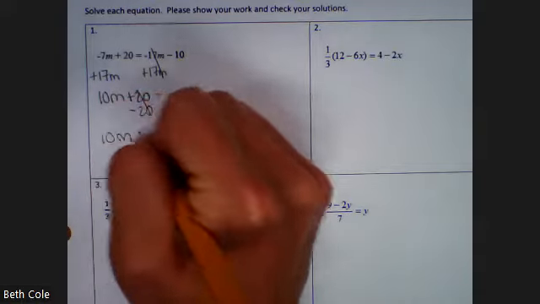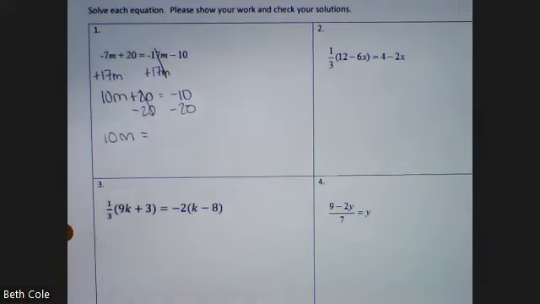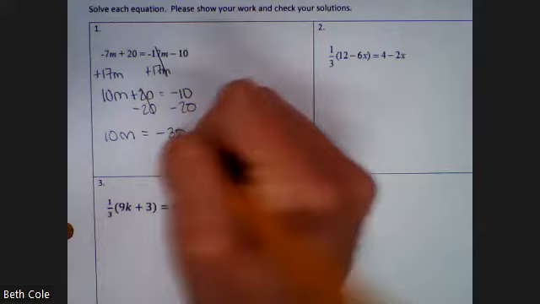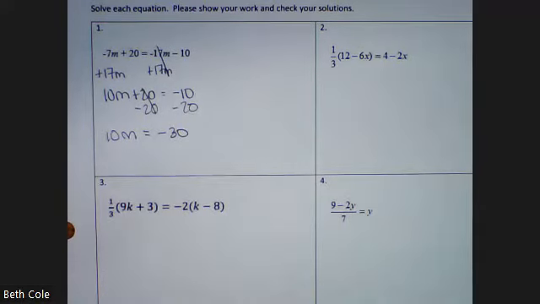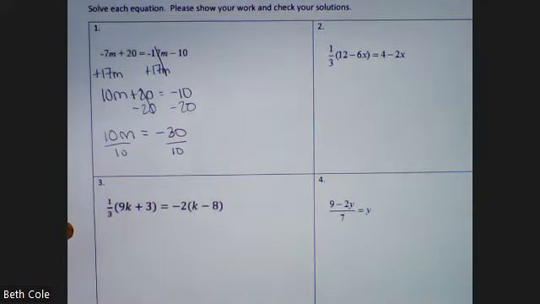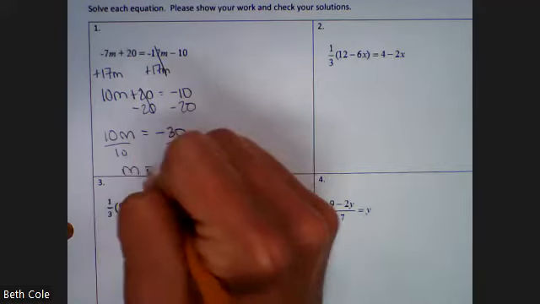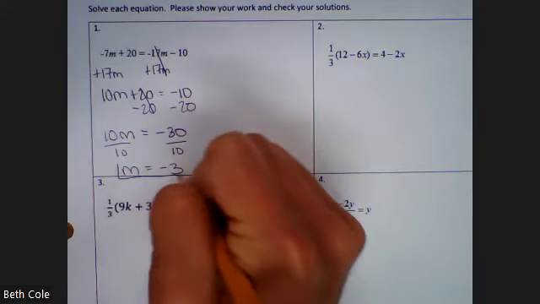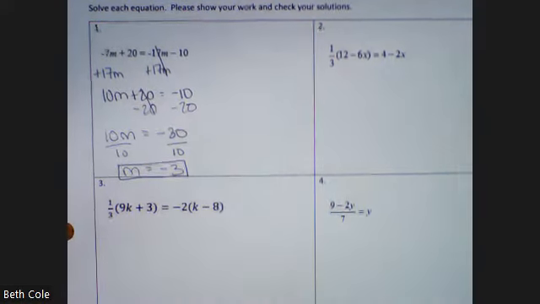All right, bless you. 10m equals negative 10 and negative 20 would be negative 30. Very good. Perfect. And then last step, why are we dividing? Because it's being multiplied, we want to do the opposite, so divide. So m equals negative 3. You guys are wonderful. We're just going to practice a whole bunch more of that.